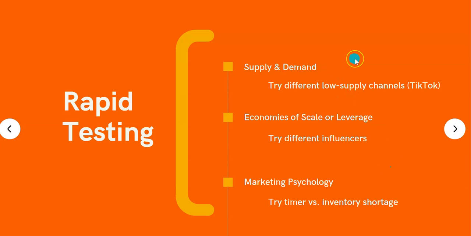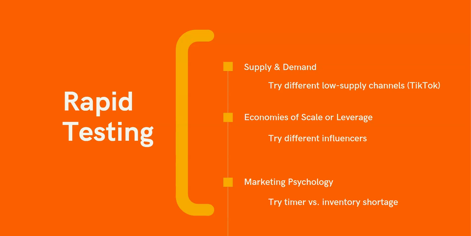For example, with supply and demand, let's say you're trying some different low supply channels. One of those might be TikTok, where perhaps there aren't a lot of competitors yet. You can try it out, and if it doesn't work, you can change. You can try a different channel. And if that next low supply channel works out, you double down on it. Now let's look at economies of scale or leverage. What you can do is try different key influencers to disseminate your message, and whichever one acquires users for you at the lowest cost, that's the one you double down on and form an exclusive relationship with.